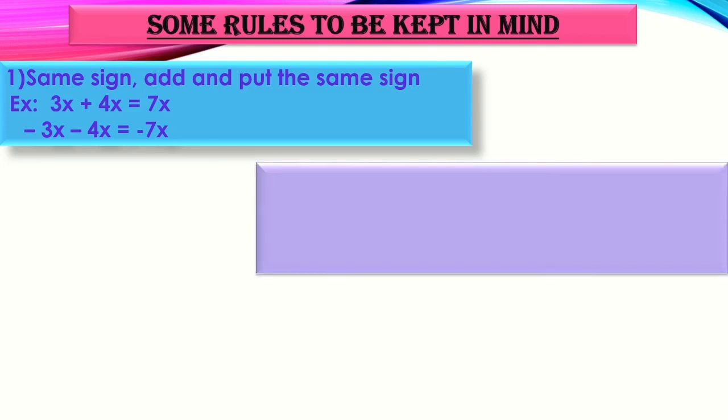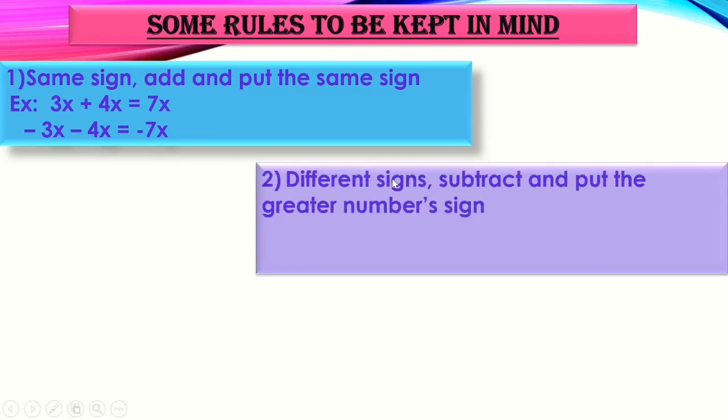Next rule: if there are different signs, then we need to subtract the terms and put the greater number's sign. For example, I have taken the same terms, minus 3x and 4x. There are different signs. The numbers are the same, but the signs are different. So we need to subtract the coefficients, and we will put the greater number's sign. The greater number is 4 here. So the answer is plus x or simply x.